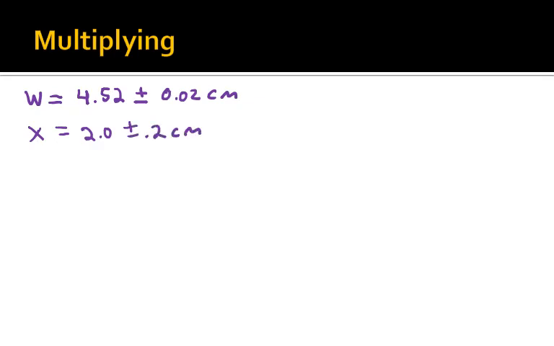Okay, let's take an example of multiplication. So let's say that we have two values here. Let's say we have a value of w, which is 4.52 plus or minus 0.02 centimeters. And let's say that we have a value of x, and that value is 2.0 plus or minus 0.2 centimeters. And let's say that we want to get the area, and the area is going to be w times x.